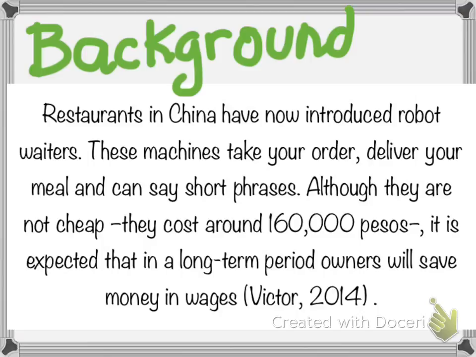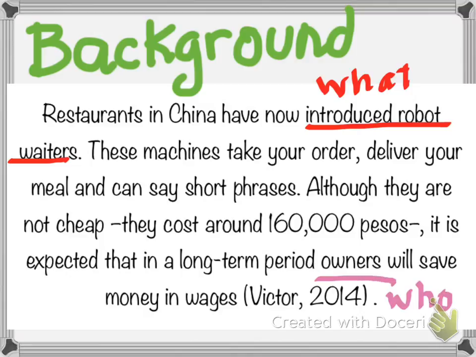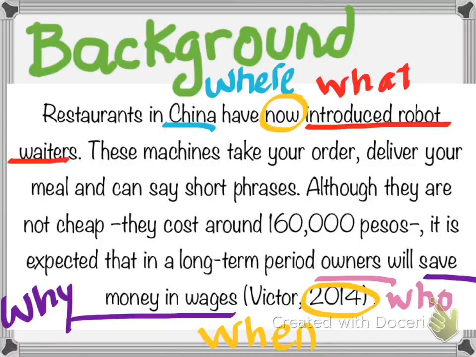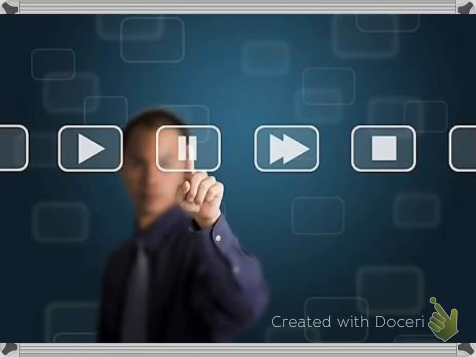As you can see, in this paragraph, we answer the 5 W's. What happened? There was an implementation of robot waiters. Who was involved? Directly, owners. Indirectly, waiters. Where did it take place? China. When? Recently, in 2014. Why did that happen? Because owners wanted to save money. Now, do a little research and write the background of your case. Bear in mind that if you are analyzing a book or a movie, you should tell us who is the author or director, when it was published or released, and a summary of the plot answering the 5 W's. You may pause this video now.